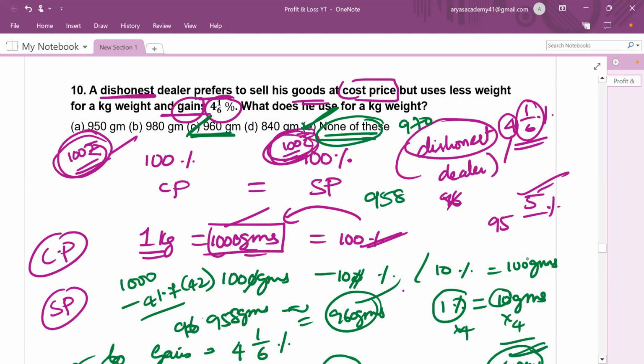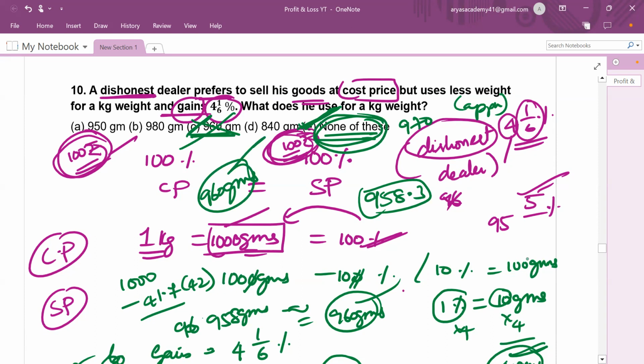958 something, or 958.3 grams is the actual value. But if they had wanted the approximate, in the question itself they would have mentioned it, but they are expecting the exact value. That is why none of this is also given. So you should not choose 960, rather you should choose none of these. For example, if none of this is not there and only round figures are mentioned, then you have to choose the closest or nearest value, which is nothing but 960. But for this problem, I will go with option E, that is none of this, because the exact answer is not 960, rather it is 958.3 if you do it correctly.